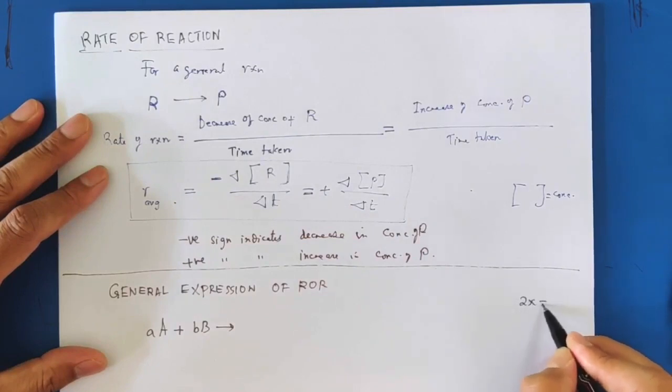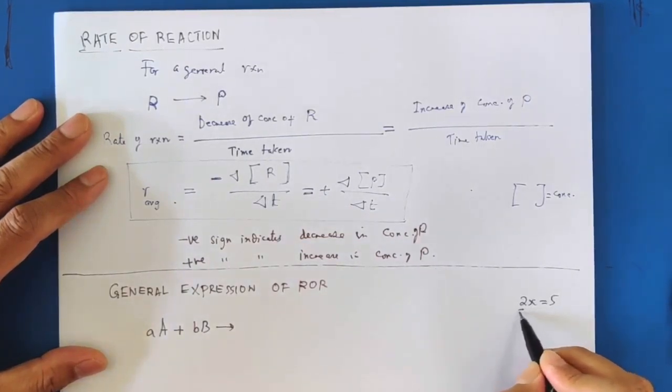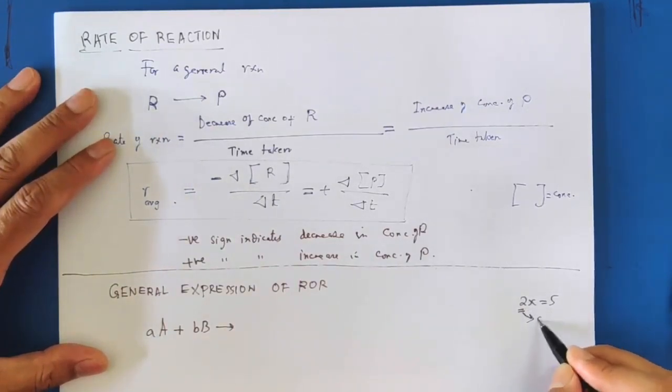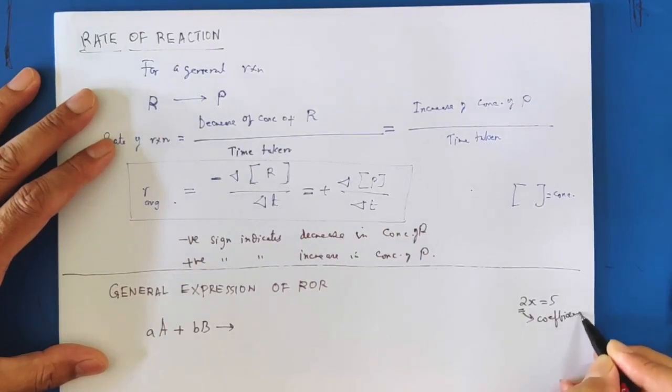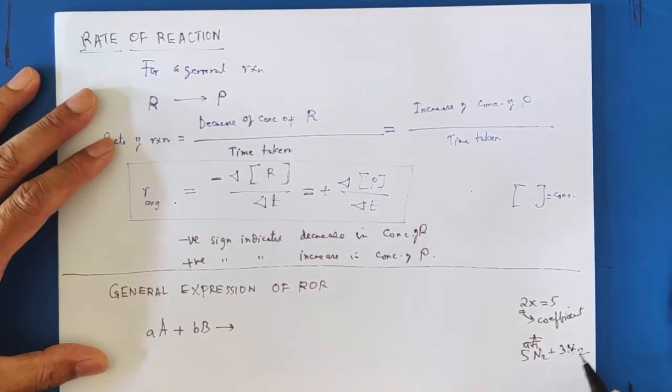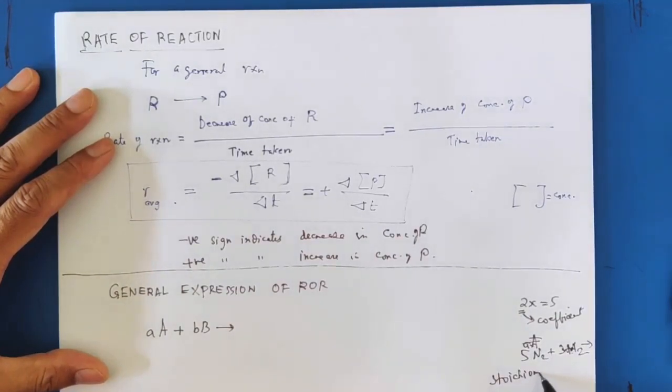In algebra, 2x equal to 5, the coefficient of x is 2. In algebra, arithmetic, we call this the coefficient of x. But in chemistry, suppose 5 moles of nitrogen plus 3 moles of hydrogen, the coefficient in chemistry term we call the stoichiometric coefficient. Stoichiometric coefficients.